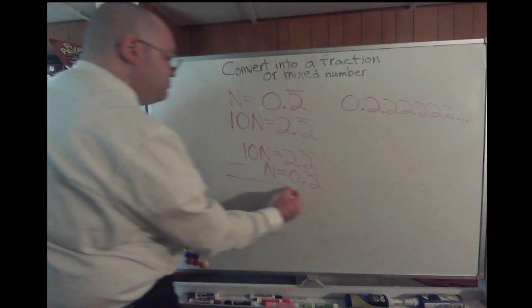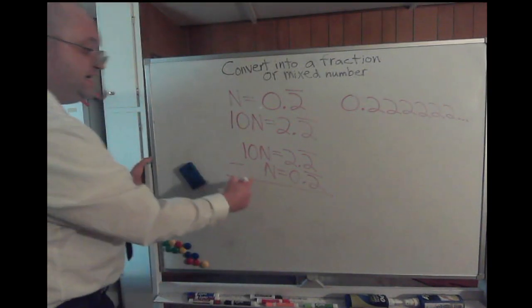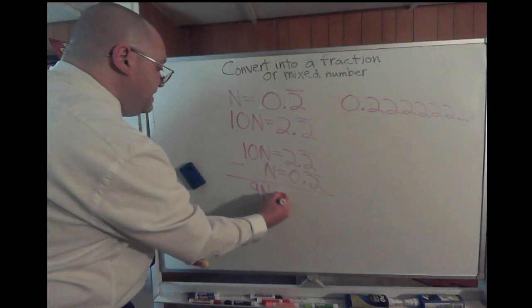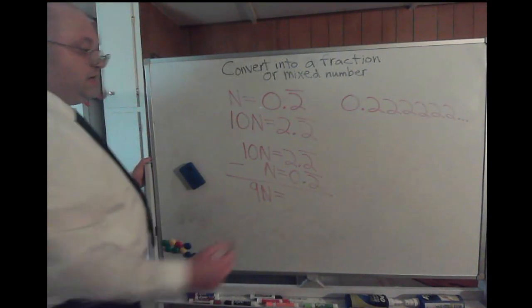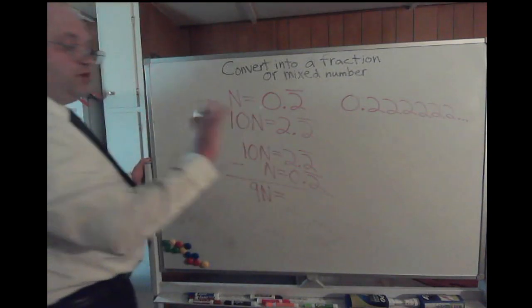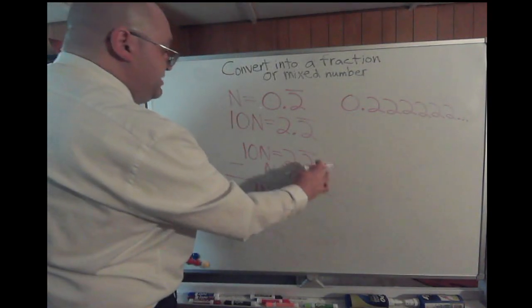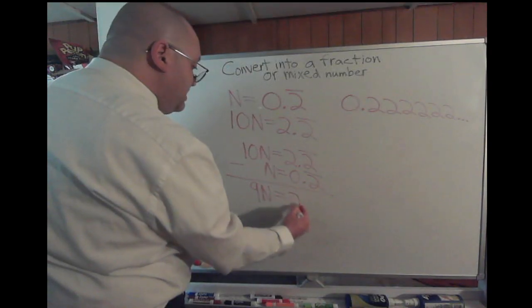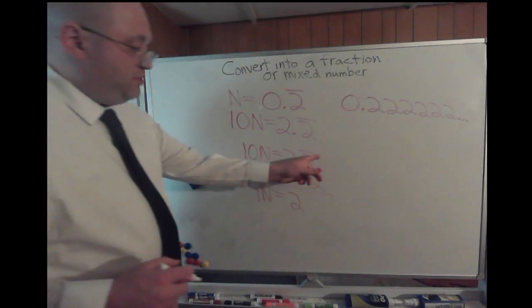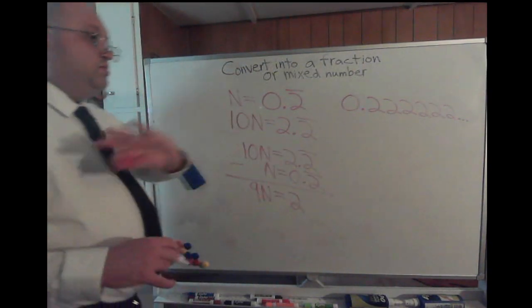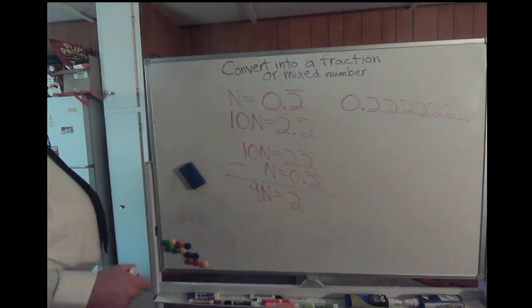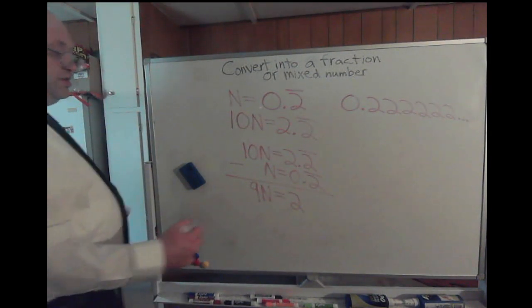Okay, do your subtraction. Left side, 10n minus n, that's 9n. So we got 9n is equal to, well, 2 bar minus 2 bar, that wipes out the bar. The repeating's gone. 2 minus 0 is 2. So now you're left with 9n equals 2.